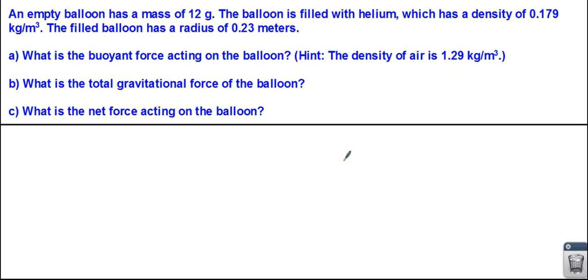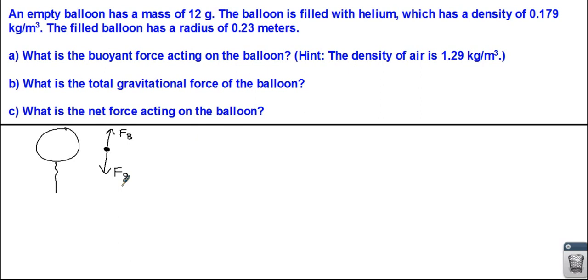What is the total gravitational force in the balloon? What is the net force acting on the balloon? Okay, I'm going to start by drawing ourselves a picture. So I've got a balloon. We know some things about this balloon. The first thing we know is there are a couple of forces acting on the balloon. There is the gravitational force acting downward, and there is a buoyant force from the air acting upwards.